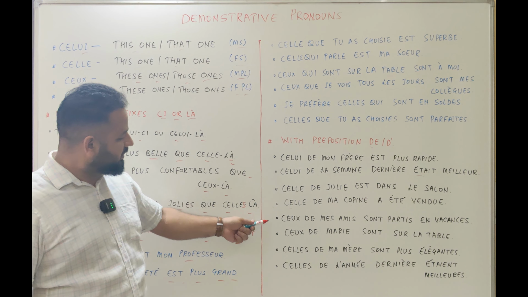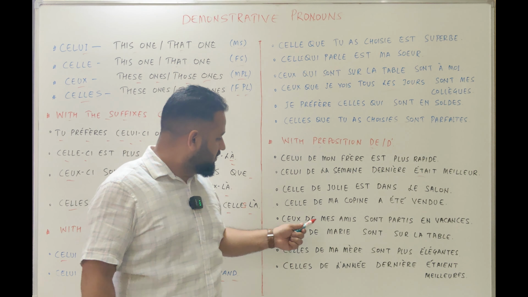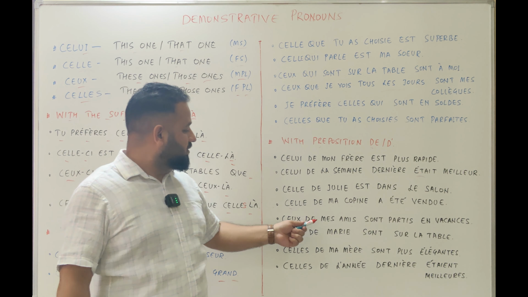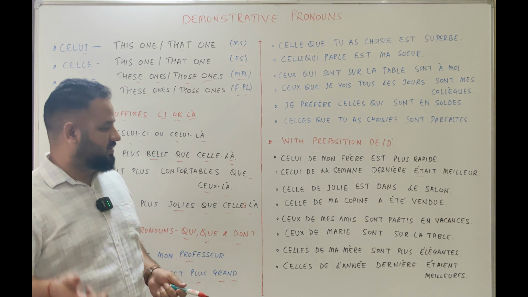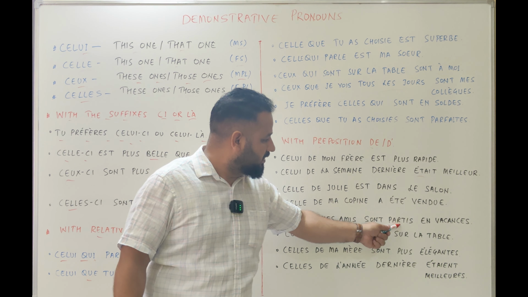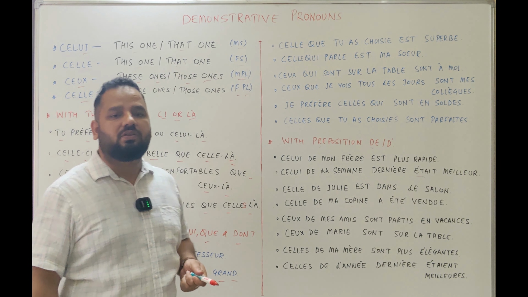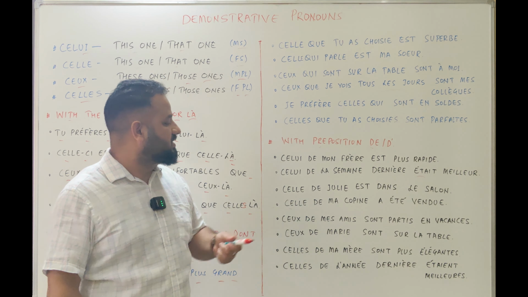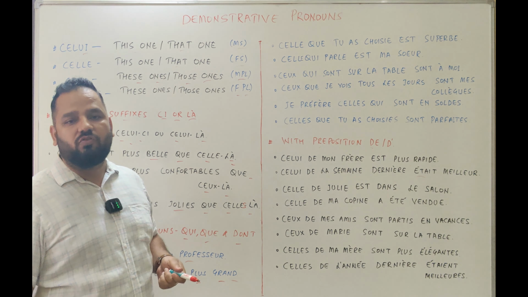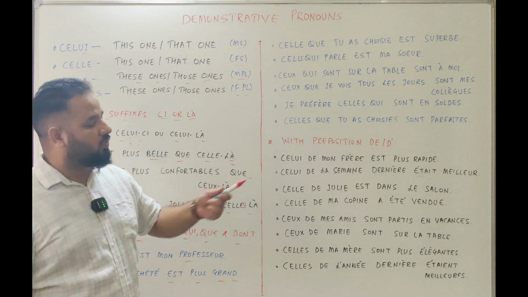Correct? Then masculine plural. Ceux de mes amis sont partis en vacances. My friends' ones have left on vacation. Ceux de mes amis sont partis en vacances. The ones of my friends have left on vacation.